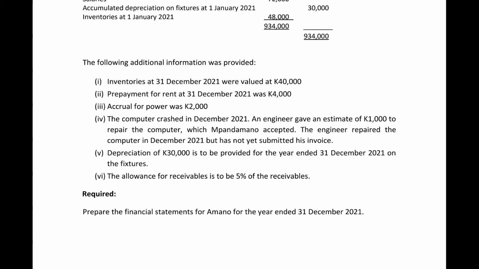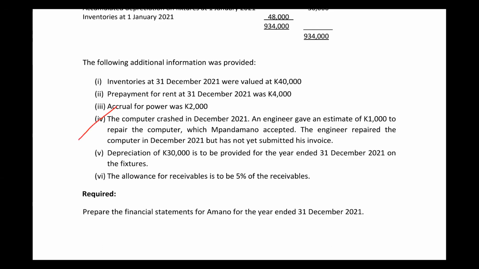And let's go to adjustment number 4. The computer crashed in December. Remember, December 2021, this is when we're closing this financial year. So an engineer gave an estimate of 1,000 to repair the computer, and this guy accepted. The engineer repaired the computer in December, but has not yet submitted the invoice. So they have not yet paid for the repairing of this computer, but it has already been repaired. So how do you regard this 1,000? Anybody? We add it to 20,000, the bottom figure?